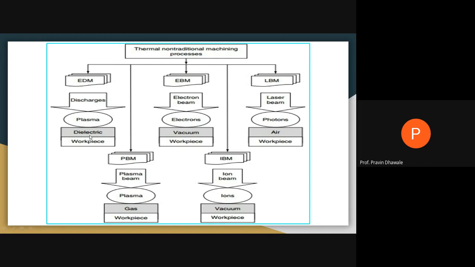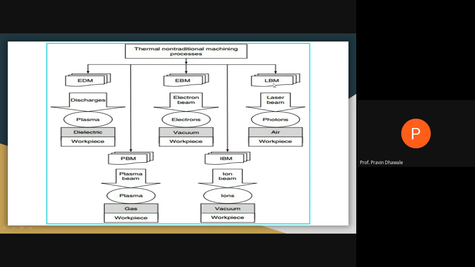That is EDM. It requires dielectric fluid to remove the material. Plasma beam machining requires gas surrounding the workpiece, and material is removed because of the plasma. In EBM, electron beam machining, electrons remove the material from the workpiece, and the medium required is vacuum. Similarly, for ion beam machining, ions remove the material from the workpiece in a vacuum atmosphere.